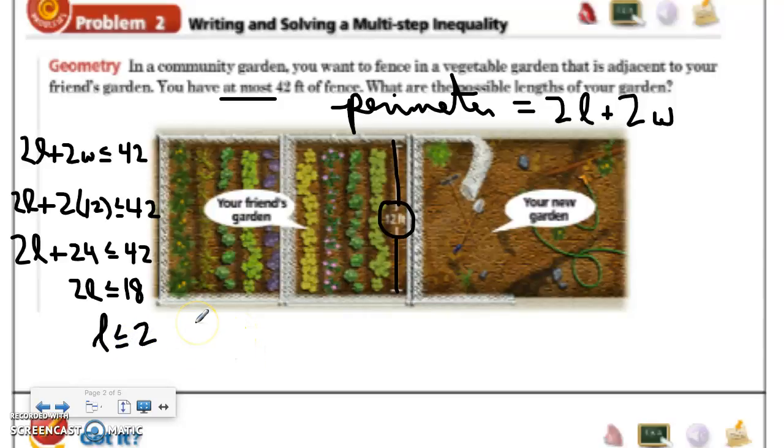So, possible length of my garden. I can go 2 feet this way and 2 feet that way in order for me to have the 12 and the 12. Obviously, I'm not going to have as much space as they're showing me here. So, what possible lengths of my garden? I can have a 2 foot length or less, right? 2 feet or less.